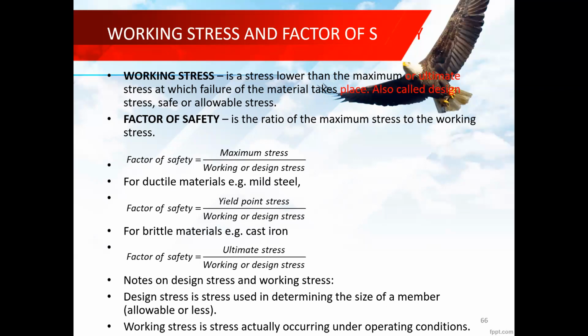So factor of safety is the ratio of maximum stress to the working stress. So factor of safety is maximum stress divided by the working or design stress. For ductile material, that is mild steels, the factor of safety is the yield point stress divided by the working or design stress. For brittle material, that is cast iron, factor of safety is ultimate stress divided by working or design stress. Notes on design stress and working stress. Design stress is stress used in determining the size of a member, allowable or less. Working stress is stress actually occurring under operating conditions. Yan ang pagkaiba niya.